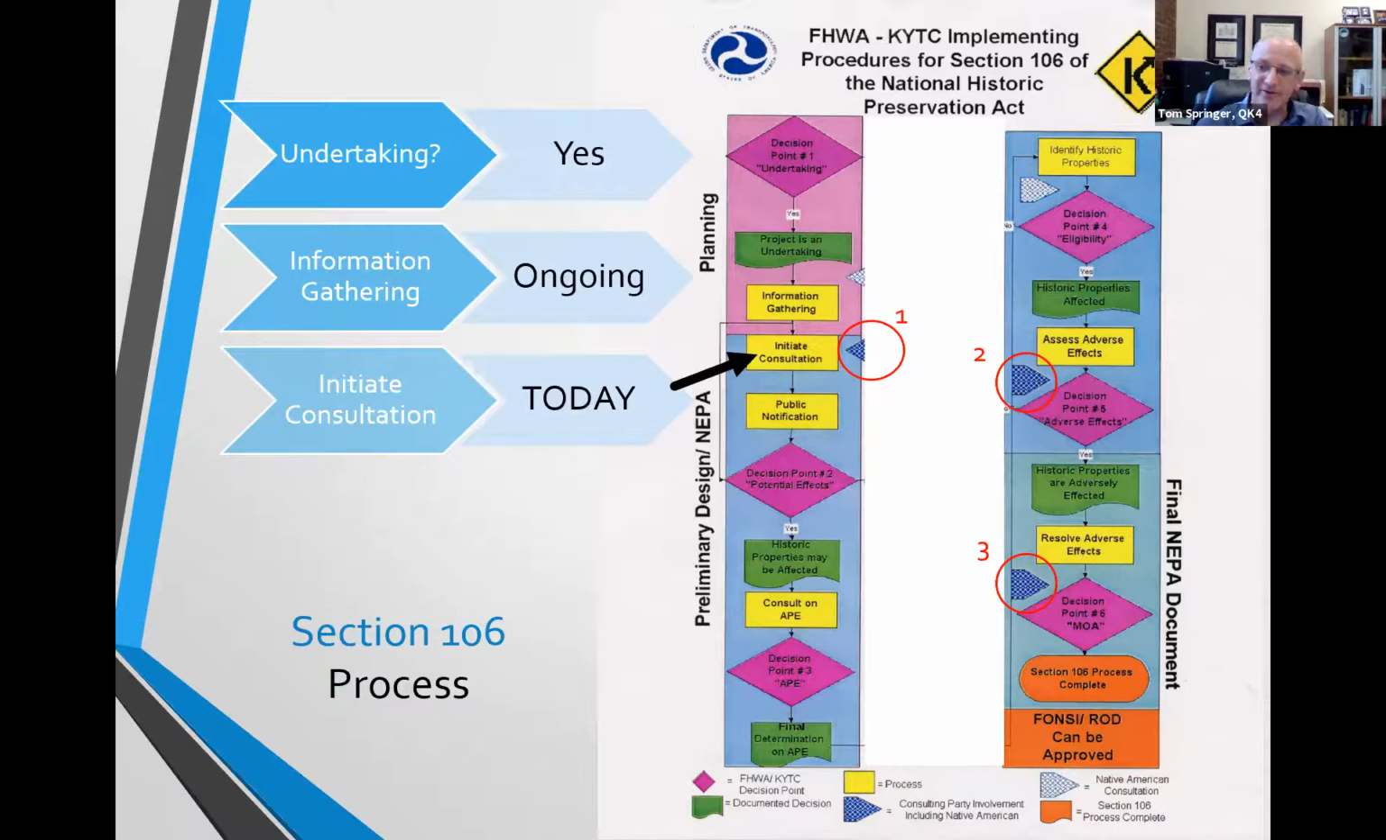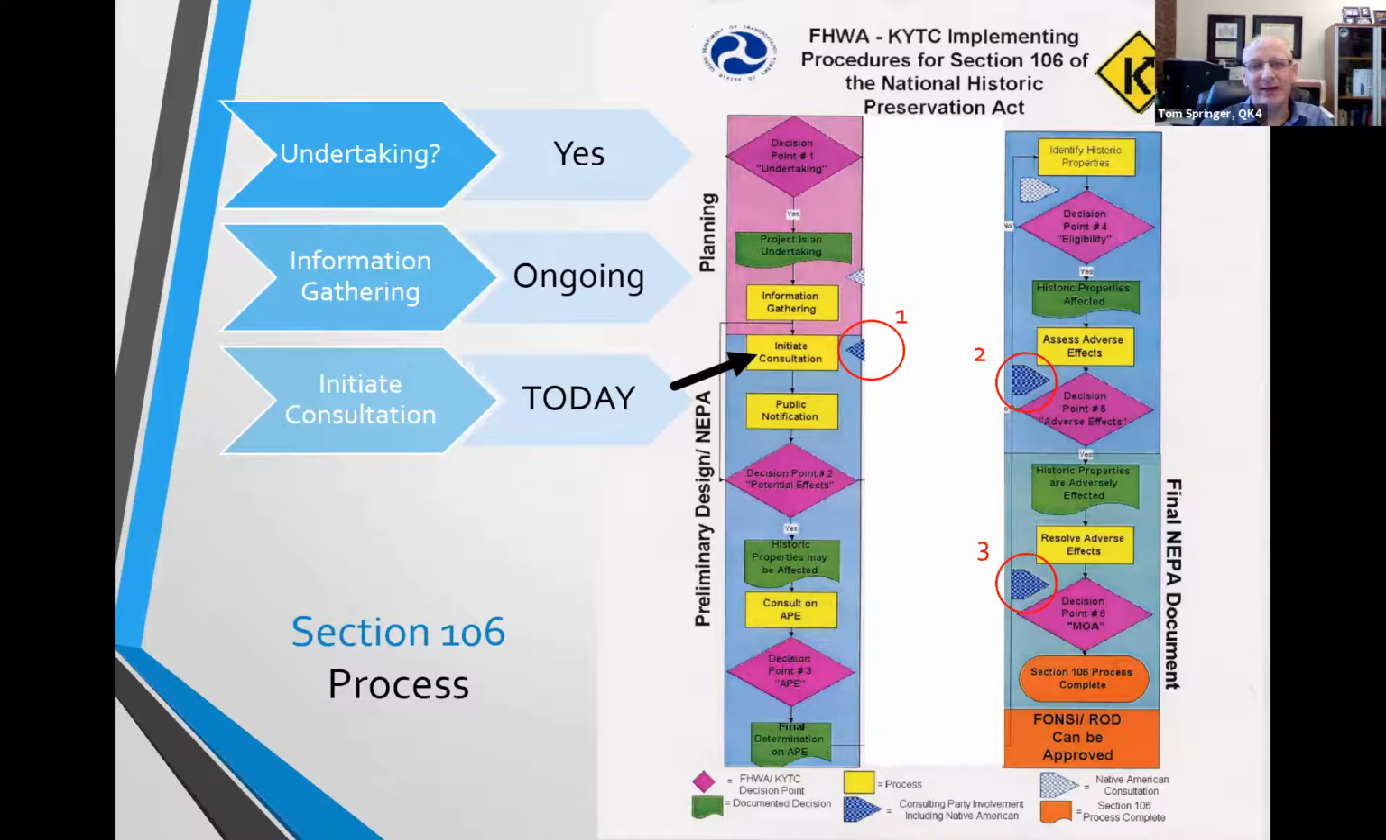You see on the right side in the flow chart, there are numbers 1, 2, and 3. Those are the major points in the process where we get together with consulting parties. So we have today's meeting. After this, we will have a list of consulting parties, and we will send you a report on the eligible historic resources.